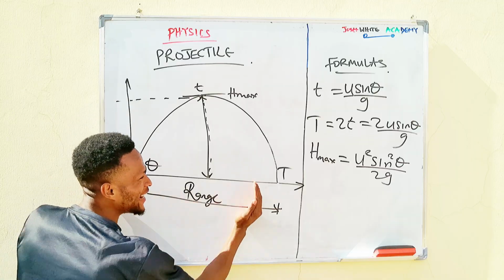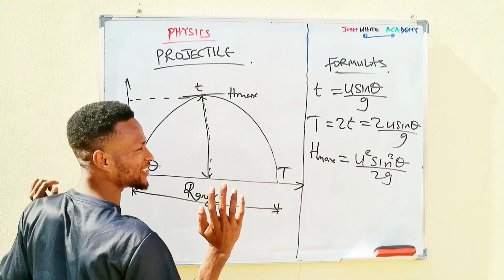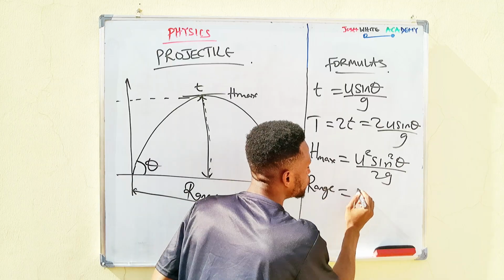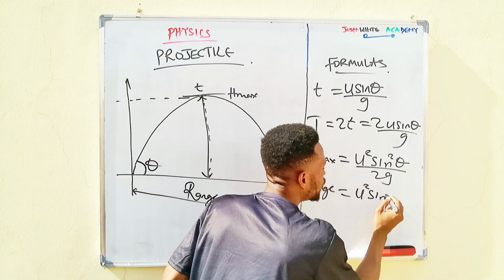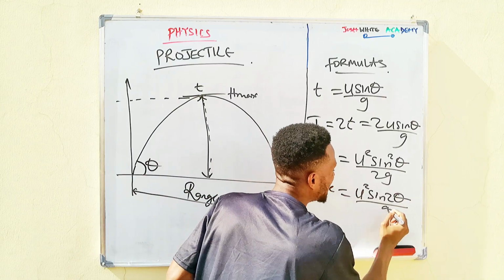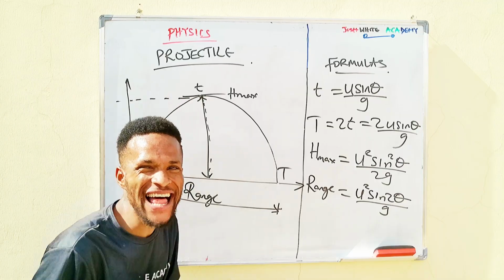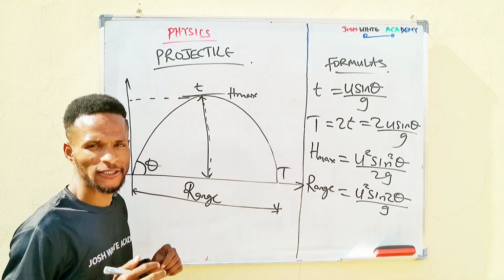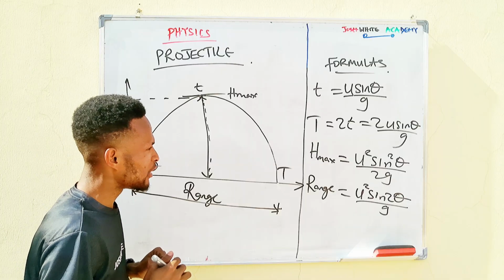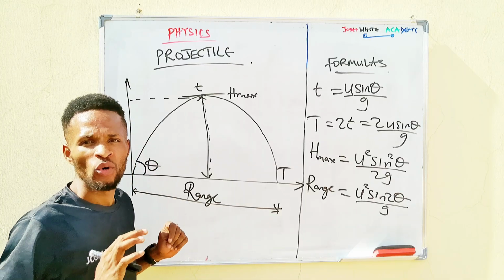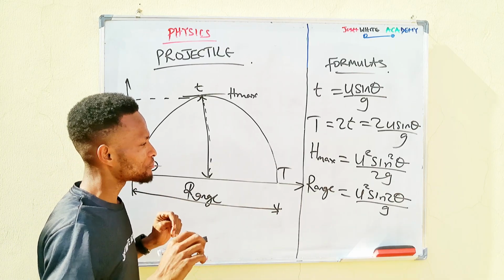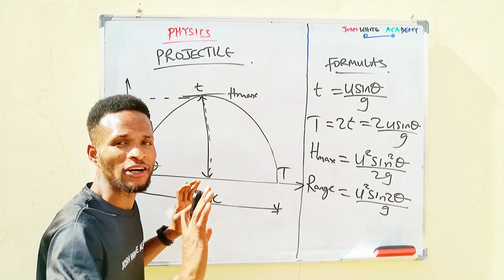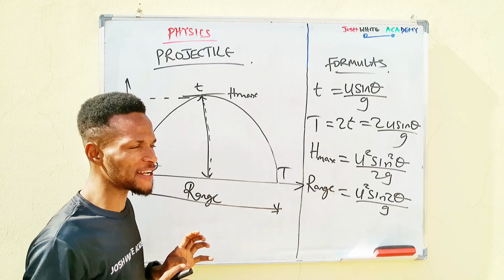Then we have our range, our horizontal distance covered. Our range is equals to u square sine 2 theta over g. And lastly, you may be given a question, or you may be asked, at what angle will a projectile be set to provide or achieve a maximum range?